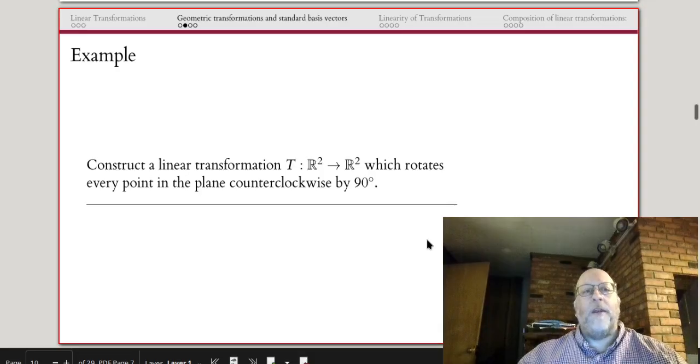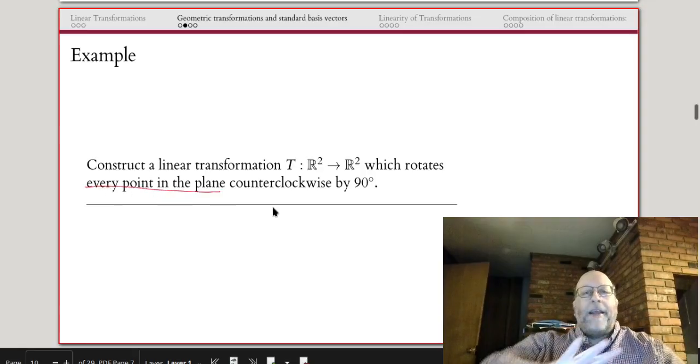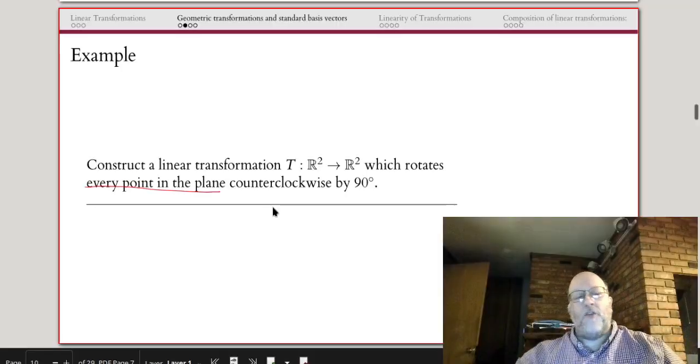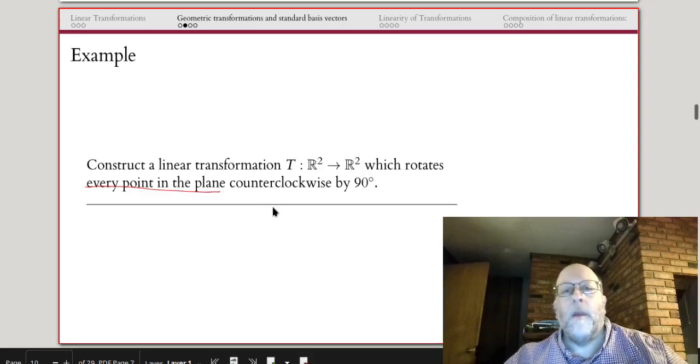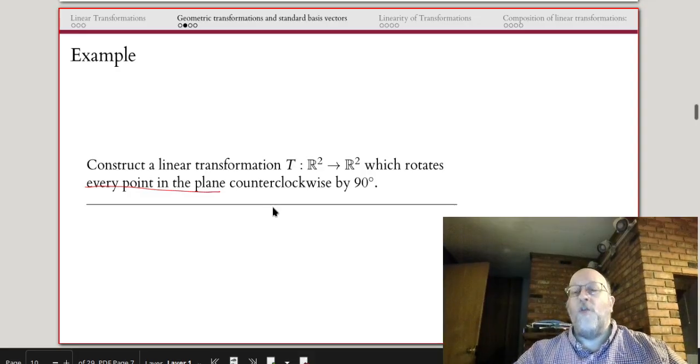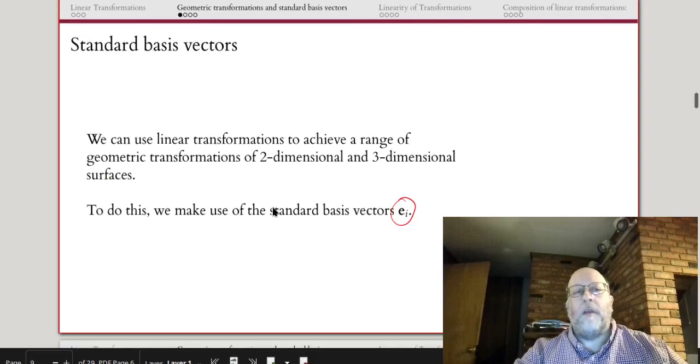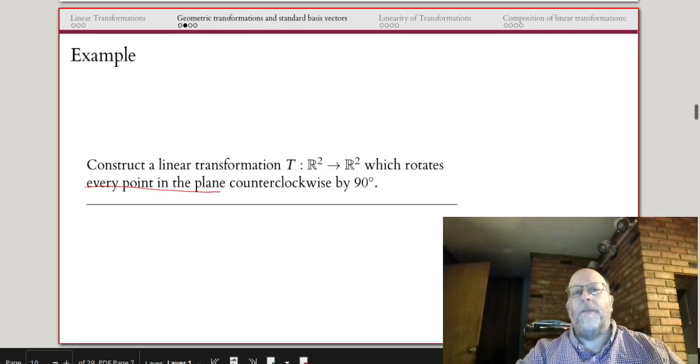So we're going to do an example here. We're going to construct a linear transformation that rotates every point in the plane counterclockwise by 90 degrees. Given the hint that we have up here, we're going to make use of the standard basis vectors. So we're going to start by rotating just those two standard basis vectors.